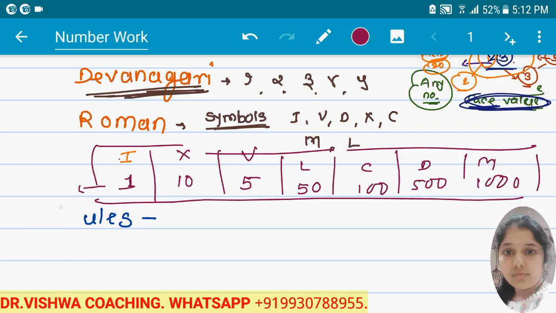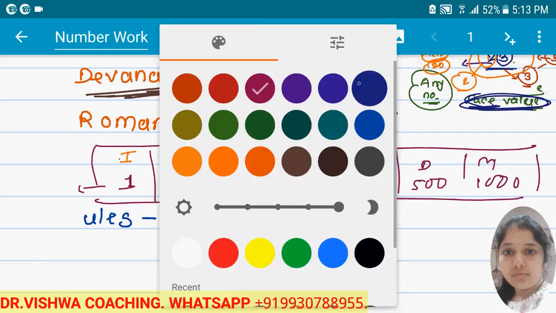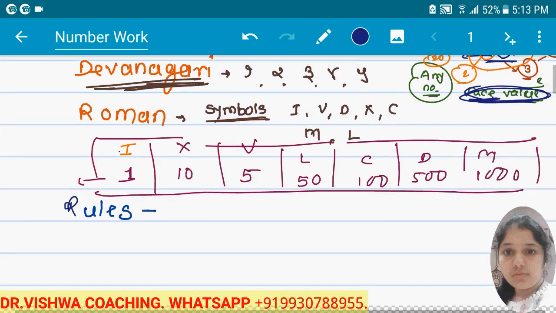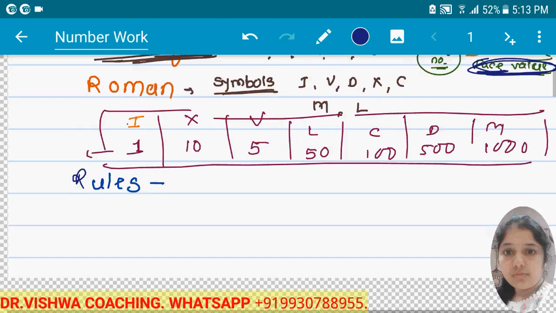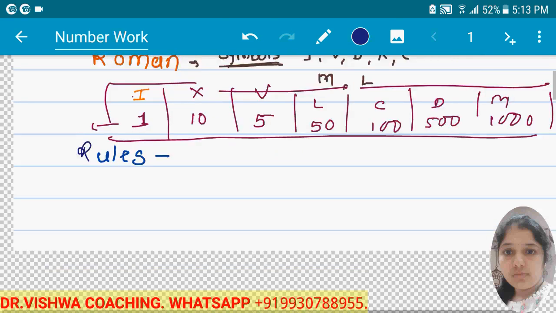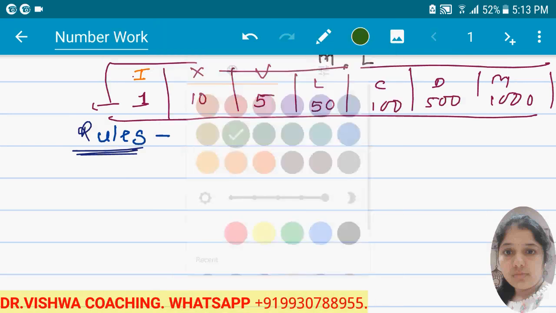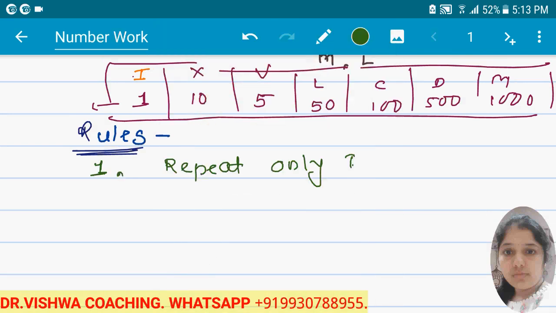Okay, now there are certain rules regarding these Roman numbers. Some rules we already saw in the last lecture, we'll just revise them and then learn some more rules. The first rule was we can repeat only I and X, not V, not L, not C, not D, not M. We can just repeat I and X.